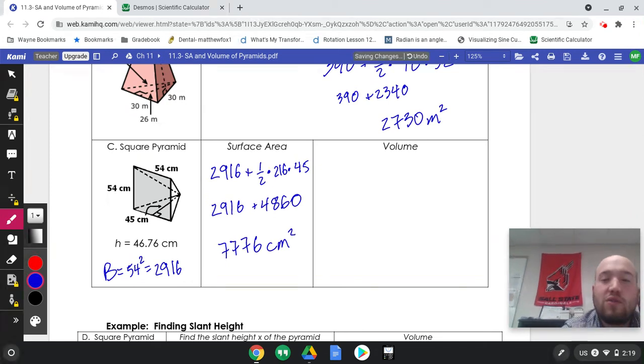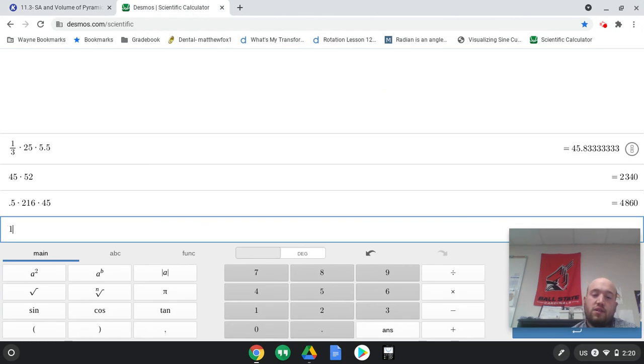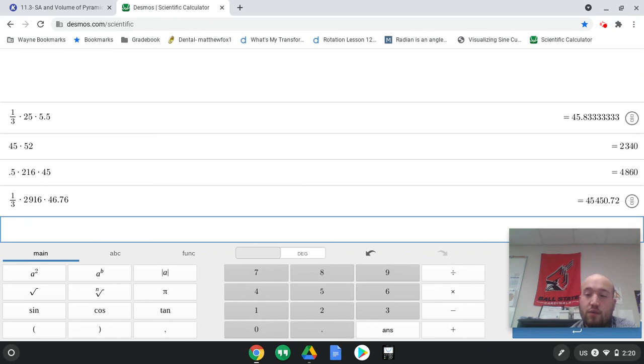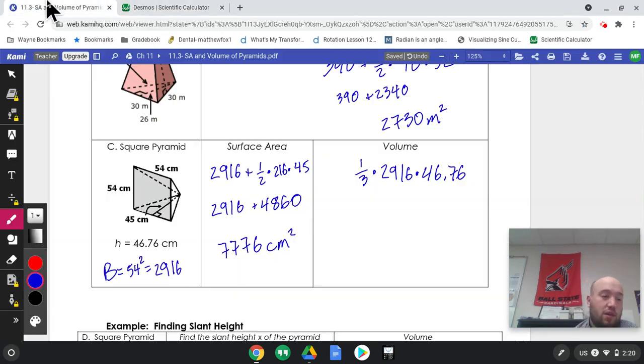Now to find your volume, it's always 1/3 times whatever the area of the base is. So that's 2,916 times the height. Remember the height, even though it's not in a diagram, it was given to us right here, 46.76. Okay, so this is kind of complicated to do in your head, obviously. So 1/3 times 2,916 times, let's see, 46.76, and we get 45,450.72, and that'll be centimeters cubed.